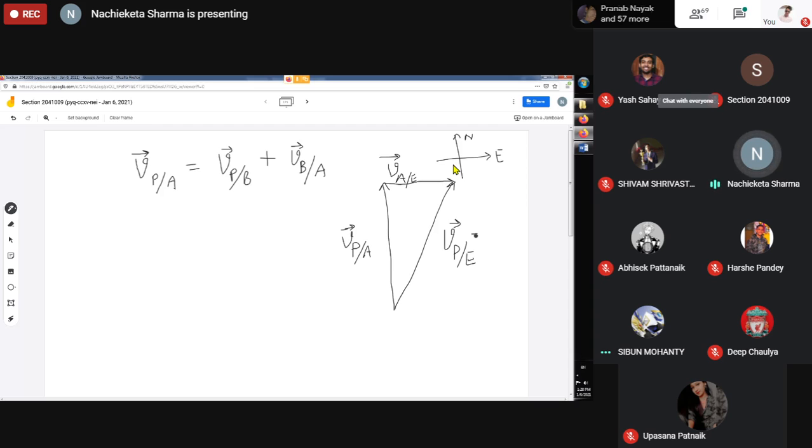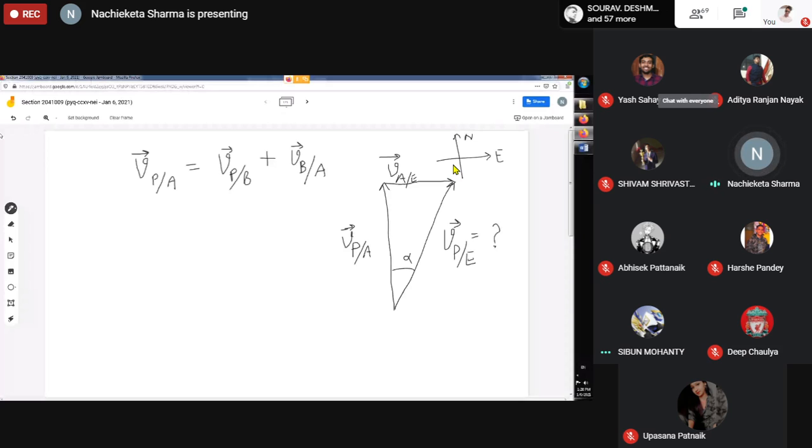So the magnitude I can find out, and I can also find out the angle. Let me designate the angle as alpha. So let me write what is there. I was given the velocity of the plane. P means plane, A means air. Not P means point and A means any arbitrary frame of reference. Now here P means plane and A means air.